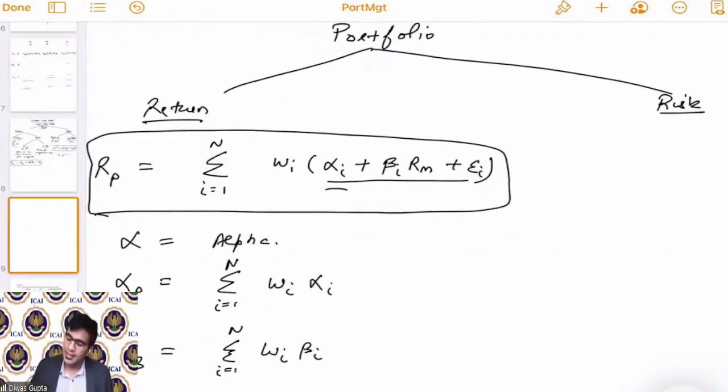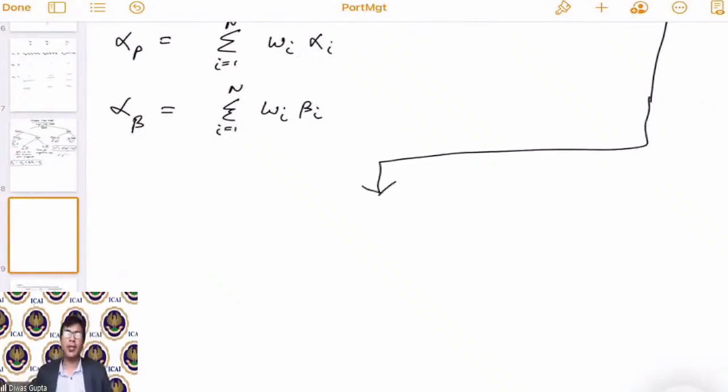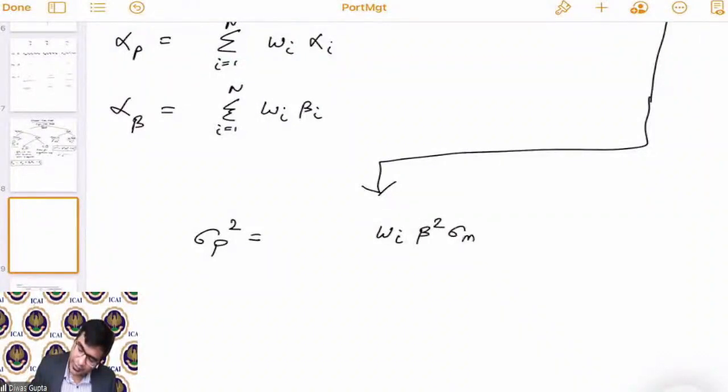Now let's come to the risk. Okay, risk I am putting here. So what does this theory say on portfolio risk? So this is the standard deviation of portfolio square, which is the portfolio variance I am putting here. So it says that you just take the weights, multiply it with both the factors that we have taken.